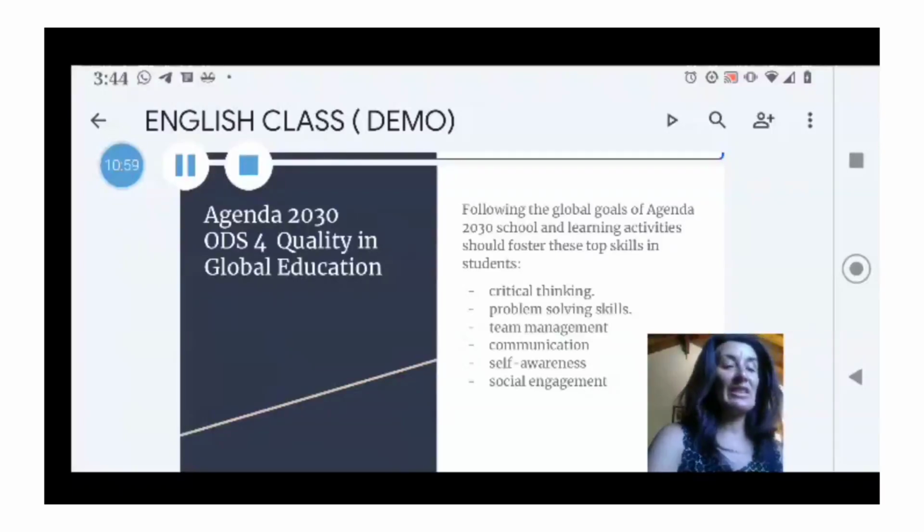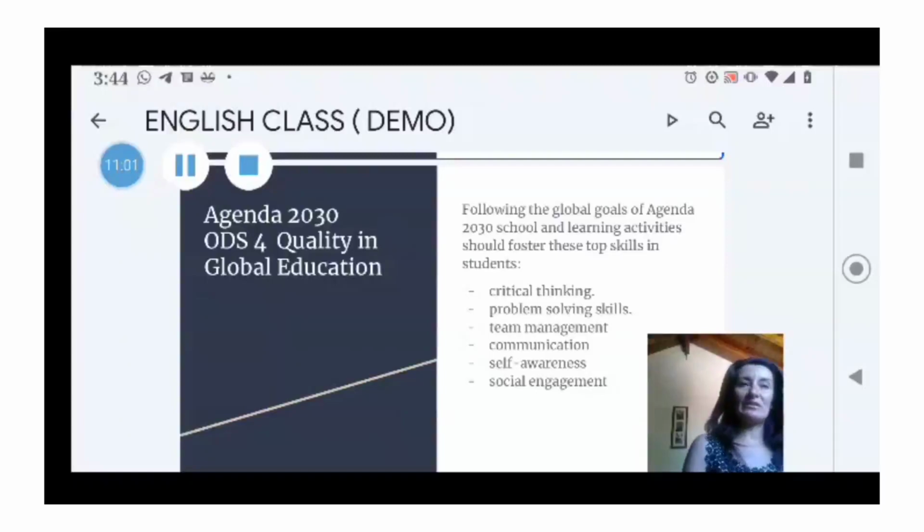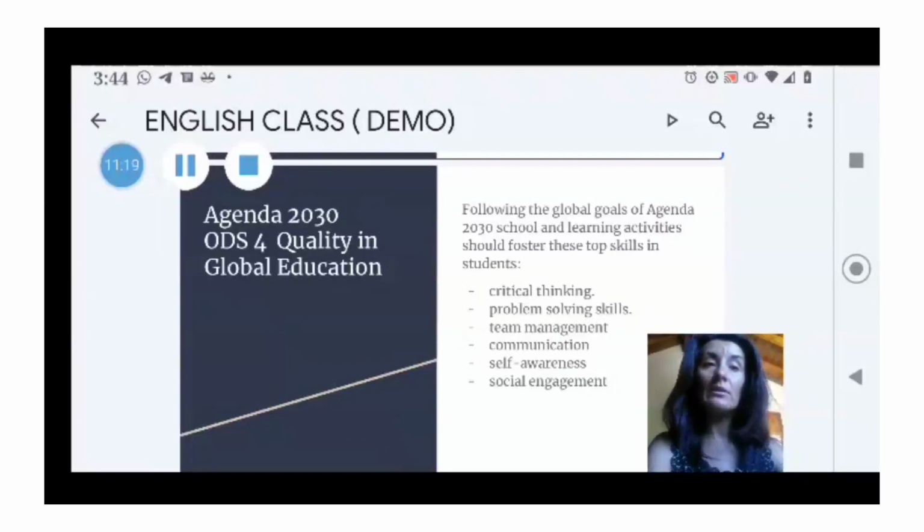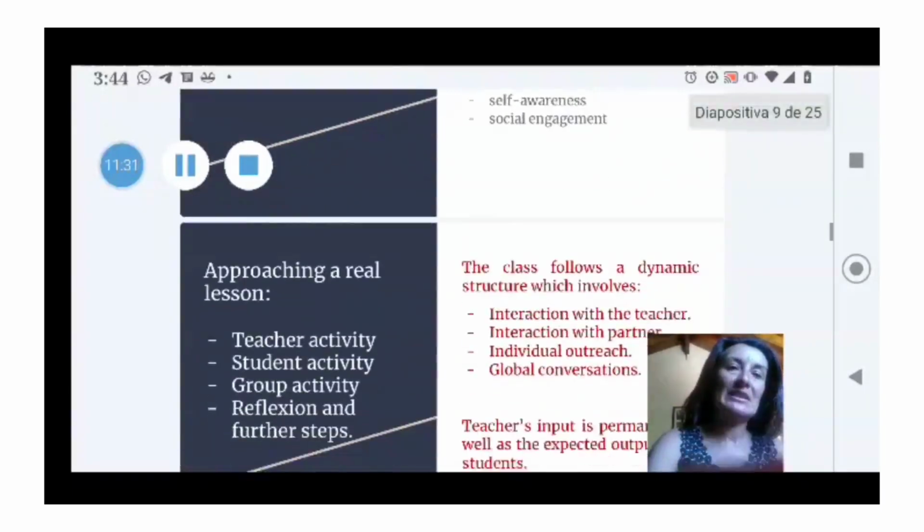also part of the syllabus in our country, and they are the following: critical thinking, problem solving skills, team management, communication, self-awareness, social engagement. It is important that the student not only gets the content, but also this kind of values, this kind of skills, this kind of practical knowledge for everyday life.